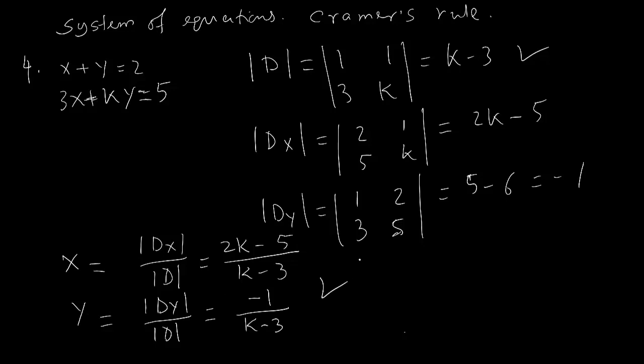Now, we may ask another question: when does this system not have a unique solution? You understand that it does not have a unique solution if the determinant value is 0. That means if this determinant d is equal to 0, then k minus 3 equals 0, or k equals 3. So if k equals 3, this system does not have a unique solution.